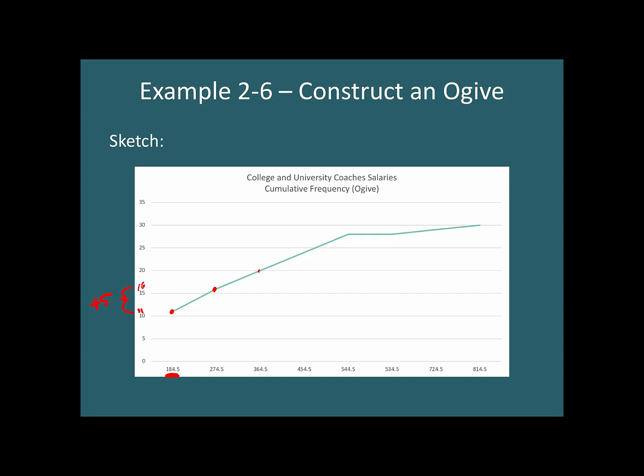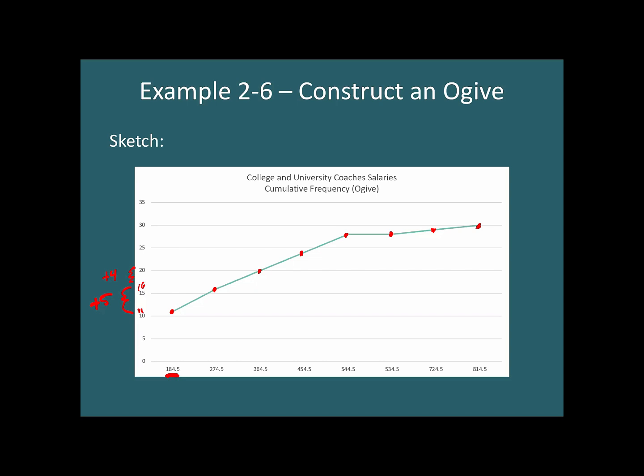And at the next midpoint, as you can see, we went from 16 up to 20. That's because we added 4 from the previous class. And as you can see, it goes up by 4 to 24 here, and then it goes up by 4 again to 28 here. Then there are no coaches in this little salary range here, so it stays flat for a second. Then it goes up by 1, and by 1 once more.